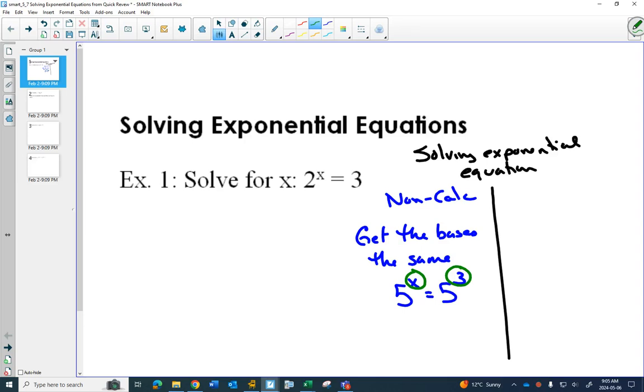That was the non-calculator part. It only worked if we could use our powers chart and there was something in the same column that you could write a power on both sides with the same base. But often we get questions where 3 is definitely not in my powers chart for 2, so I can't use a non-calculator approach. I have to go to a calculator approach. The calculator approach says, what's the opposite of an exponential? What's its inverse? Its inverse is a logarithm.